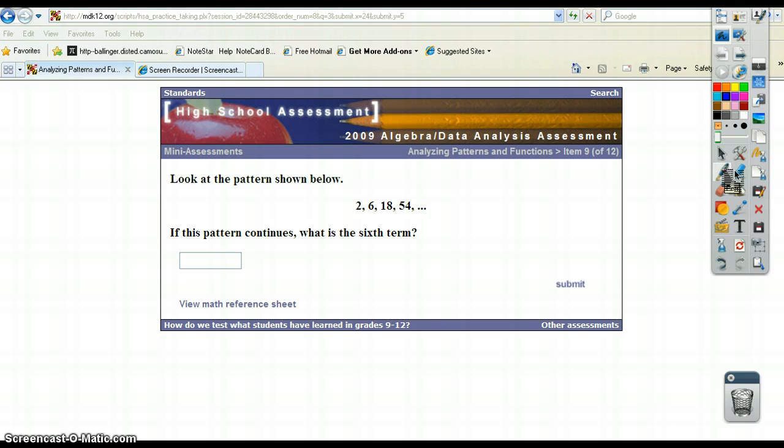Okay, look at the pattern shown below. If this pattern continues, what is the 6th term? Again, not next, 6th. So I'm going to make one spot for my 5th and one spot for my 6th, and I know I'm going to stop there. So it's looking like, to get from 2 to 6, I could add 4 or times 3. That's 2 different ways to get from 2 to 6. Alright, but if I know that 6 plus 4 is not 18, I know that's not going to work. However, 6 times 3 is 18. And one more check, 18 times 3 is 54. So I'm going to multiply everything by 3 to get my next term.